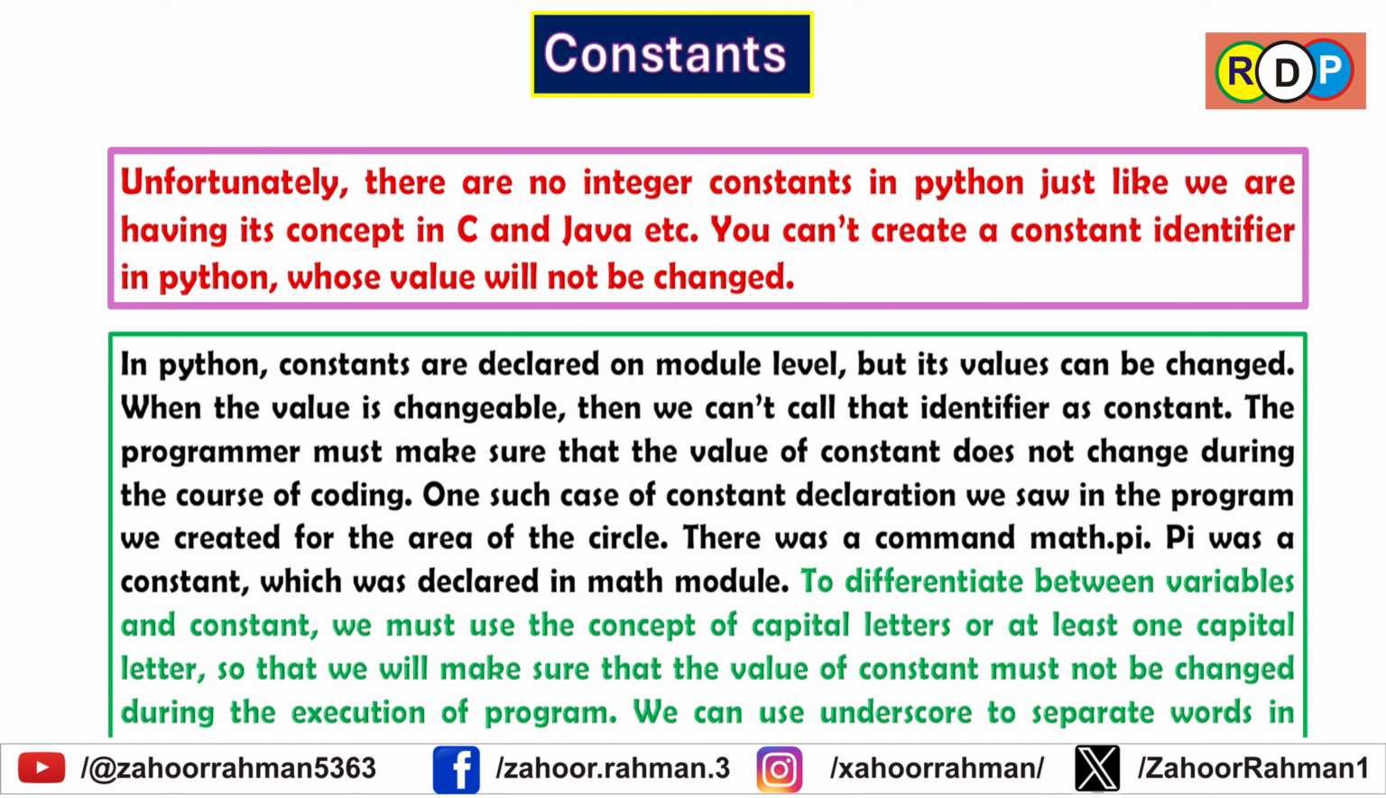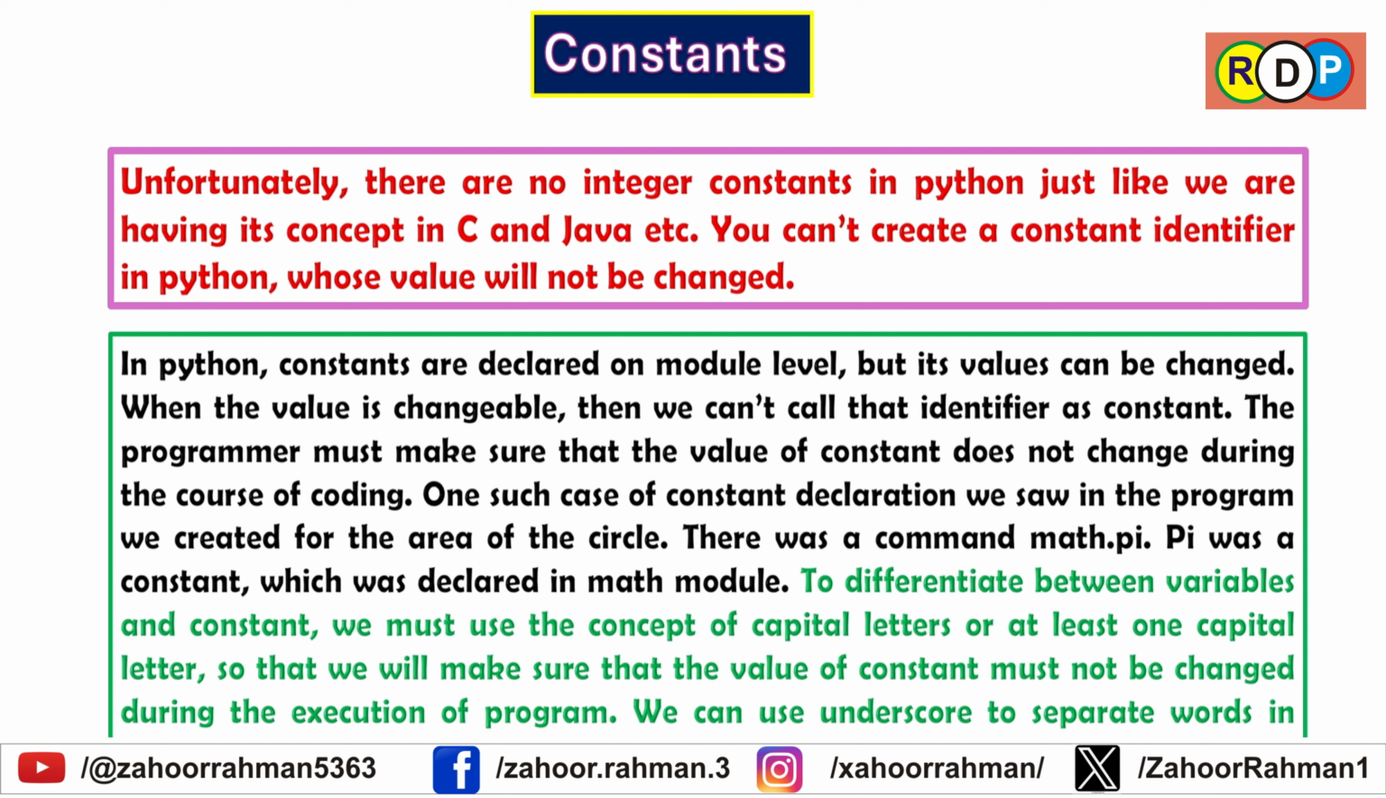When the value is changeable, then we cannot call that identifier a constant. The programmer must make sure that the value of a constant doesn't change during the course of coding. How? One such case of constant declaration we saw in the program we created for the area of circle, in which there was a equals pi r square. There was a command math.pi. Pi was a constant which was declared in the math module.